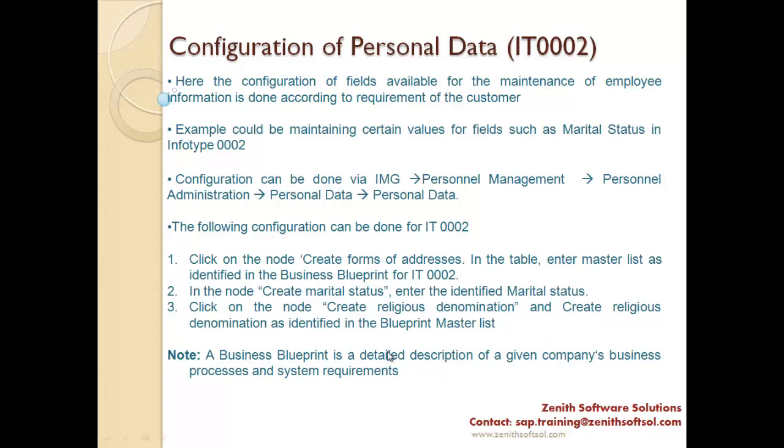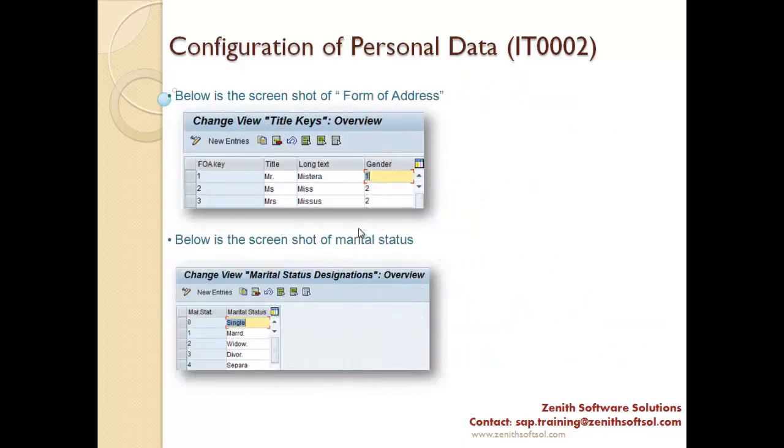So here I have shown some of the steps on how to configure info type 2. When I say configure, it's the backend. What you configure in the backend will be shown in the front end in the info type. So let us see what configuration you can do in the backend, like the form of address. Form of address are like Mr., Miss, Mrs. These are the titles. This will be shown in info type 2, so you have to configure this here.